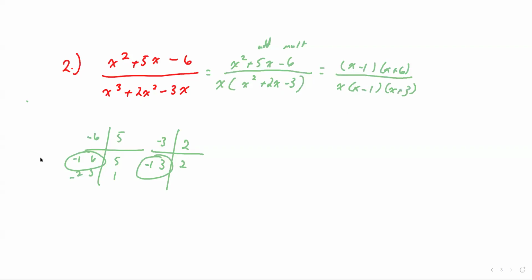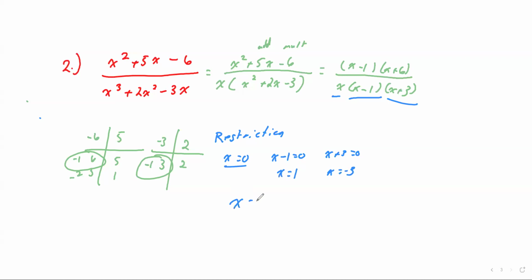All right, so again, when dealing with restrictions, before I cancel, I'm going to set the denominators equal to 0. So x equals 0 is one, x minus 1 equals 0, and x plus 3 equals 0. So there are 3 factors here, right? x, x minus 1, and x plus 3. Well, that one's already done. This would be x equals 1, and this will be x equals negative 3. So x cannot be negative 3, 0, and 1.